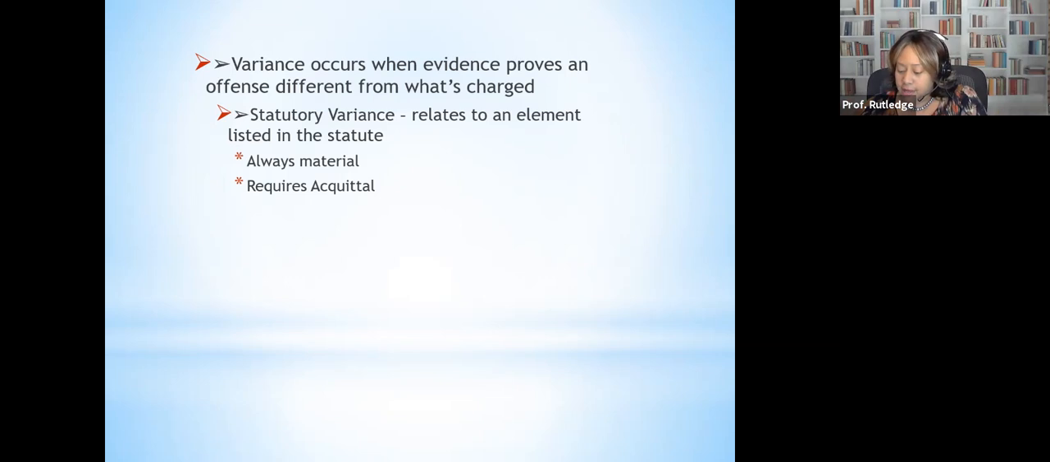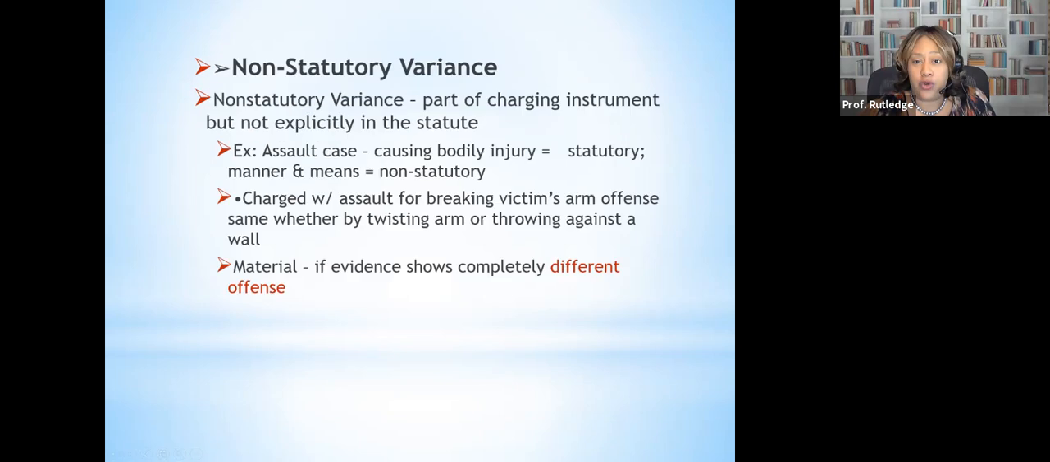Second, a variance involving a non-statutory allegation that describes an allowable unit of prosecution element of the offense may or may not render the evidence legally insufficient, depending upon whether the variance is material. Finally, other types of variances involving immaterial, non-statutory allegations do not render the evidence legally insufficient. And they found in that case that it was the third type. So a non-statutory variance, part of the charging instrument, but it's not explicitly in the statute itself.